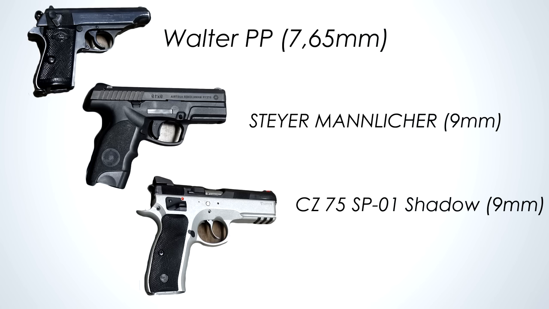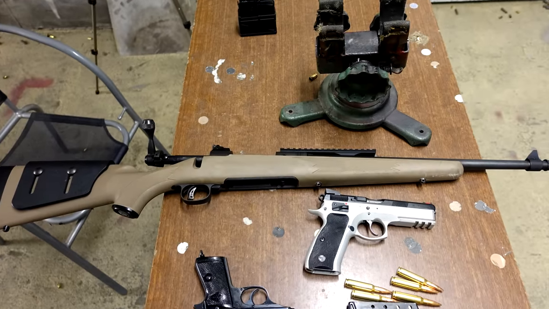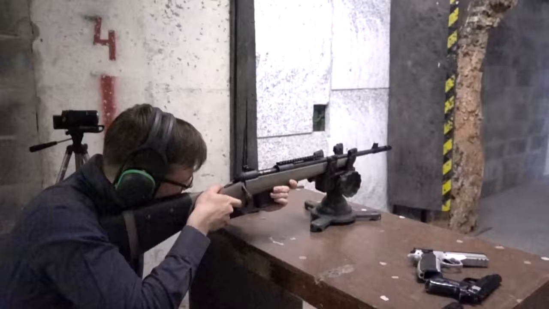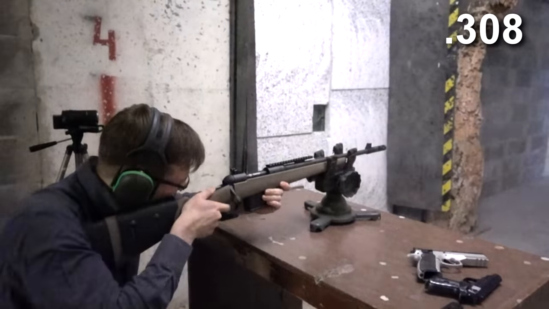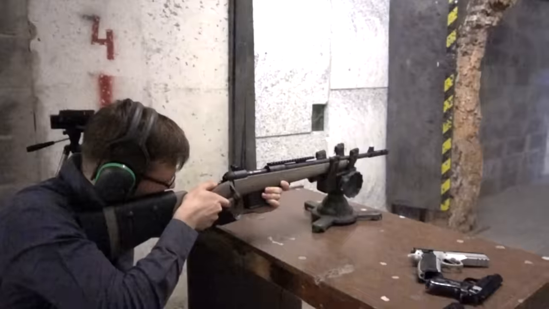We took three different guns, their names and calibers you can see on the screen. And just in case, we also decided to take a rifle with .308 caliber, in case none of the guns managed to pierce any of the metals.